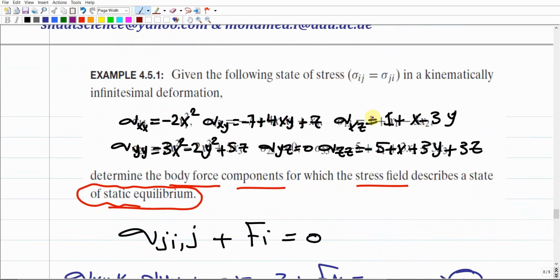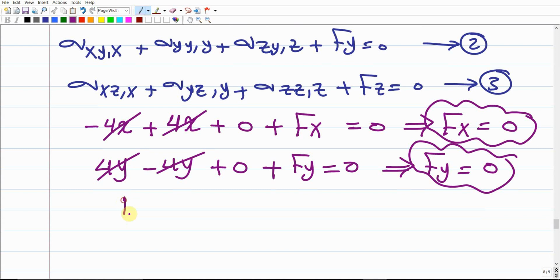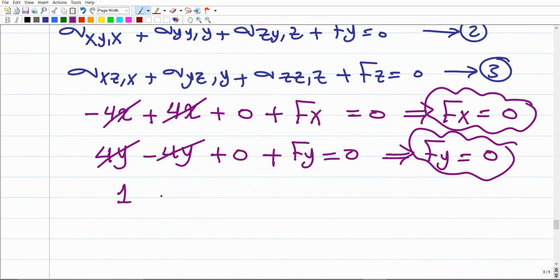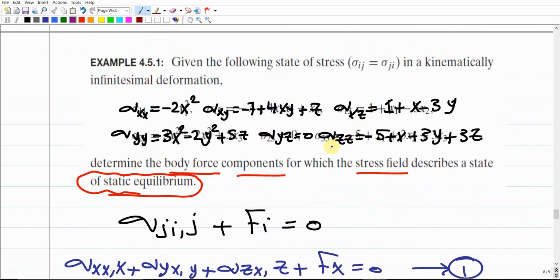Sigma xz comma x, with respect to x, is going to give us just 1 because this is 0, this is 0. Here equals 1. The sigma yz with respect to y, sigma yz is already given as 0. So this term will be 0 plus 0. And the sigma zz comma z, sigma zz, which is this term, this sigma zz with respect to z, is going to give us just 3, right?